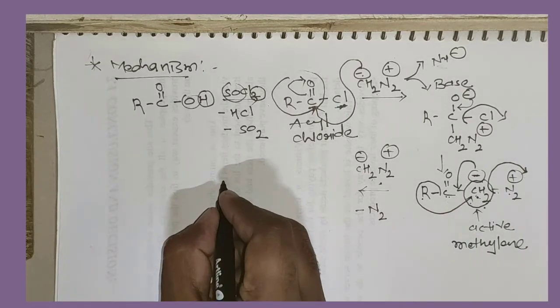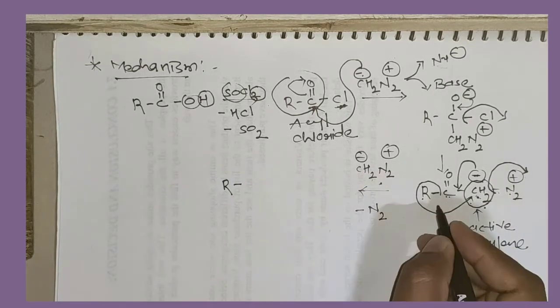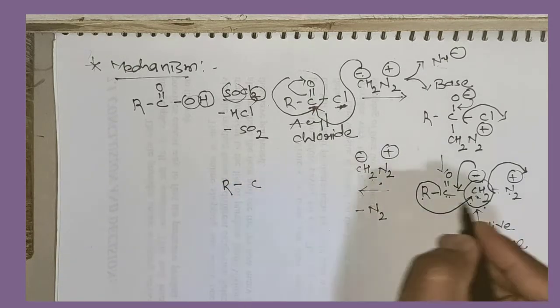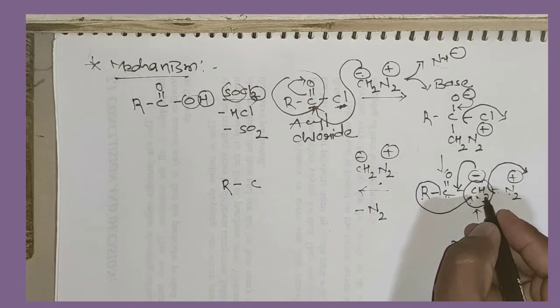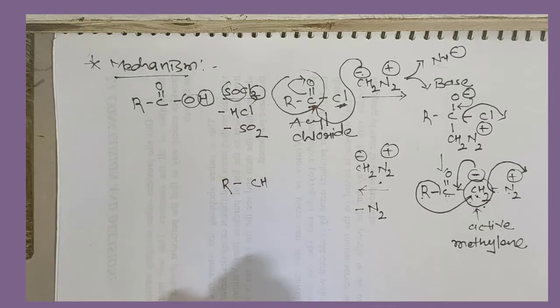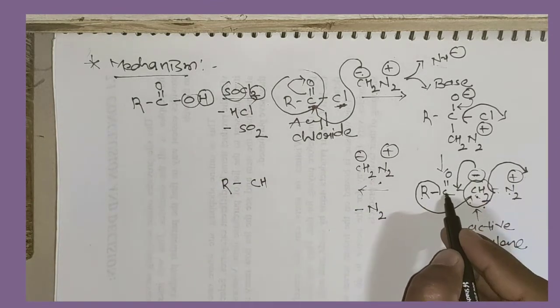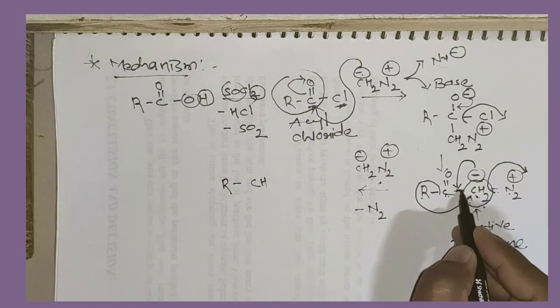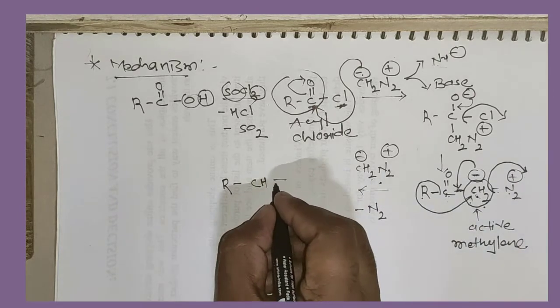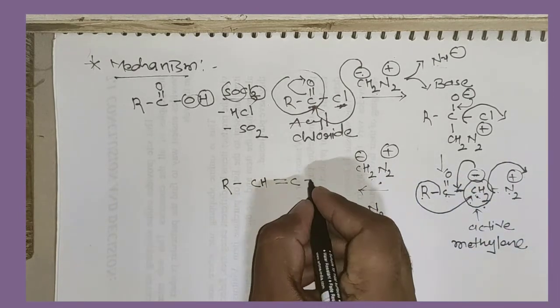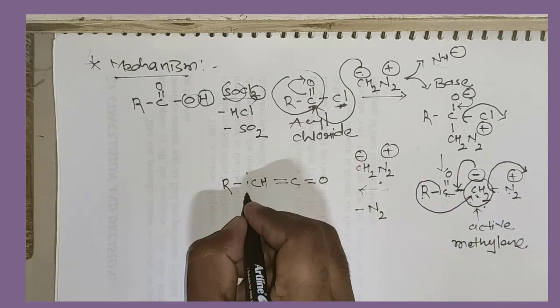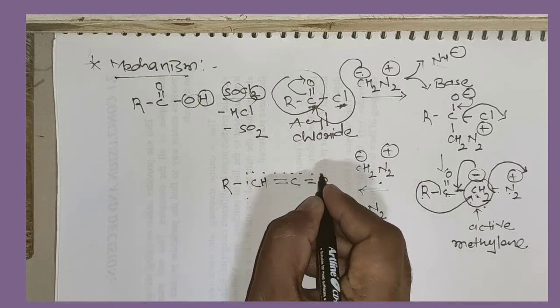So now the final product is R, which is now attached to this carbon. Here, with the removal of H plus, it now has only one hydrogen. The carbonyl carbon and this carbon were single bonded, but they are now double bonded. This carbon is attached with the double bond O, and this functionality is known as ketene.